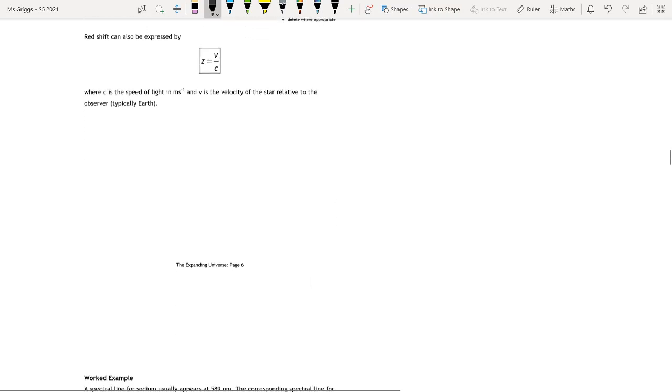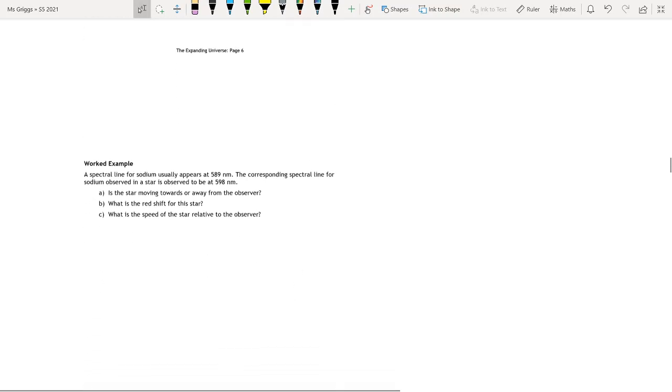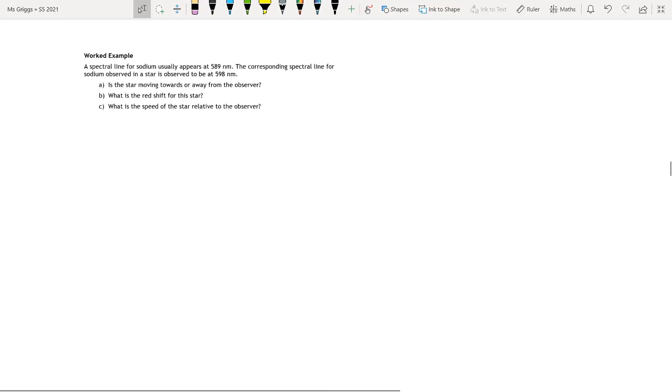Okay, so I'm going to go through an example of using redshift. So a spectral line for sodium usually appears at 589 nanometers. The corresponding spectral line for sodium observed in a star, so that's a moving one, is observed to be 598 nanometers. First of all, A, is the star moving towards or away from the observer?